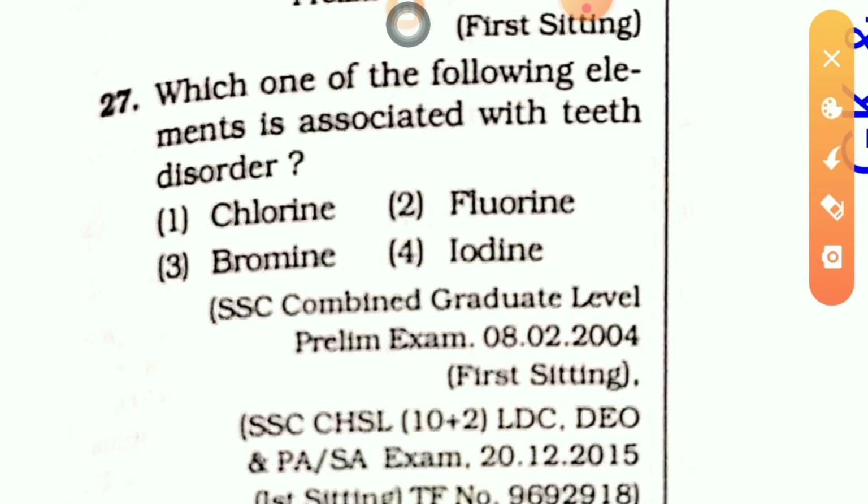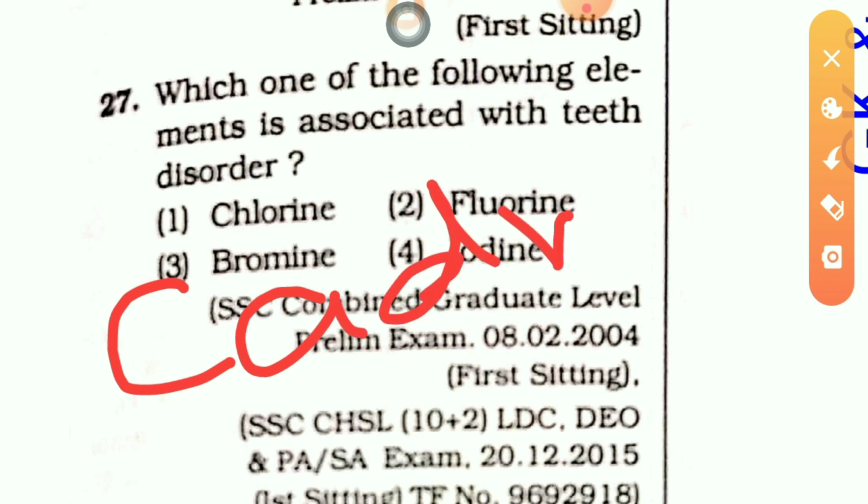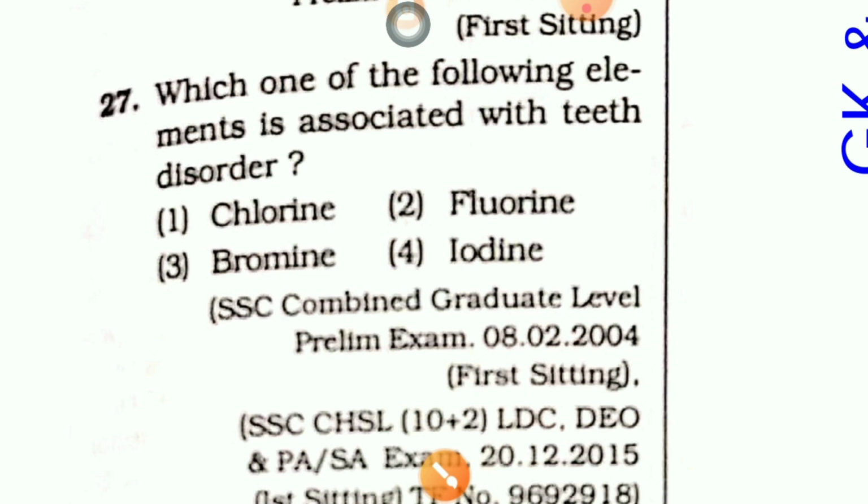So here, cadmium causes itai-itai disease. Mercury causes Minamata disease. Friends, all this information is very important, just listen carefully. Mercury causes Minamata disease, and arsenic causes blackfoot disease.